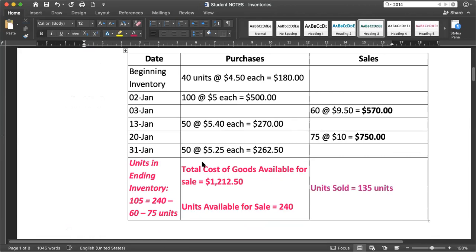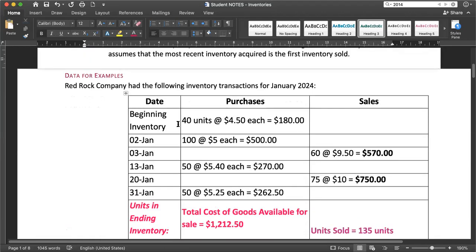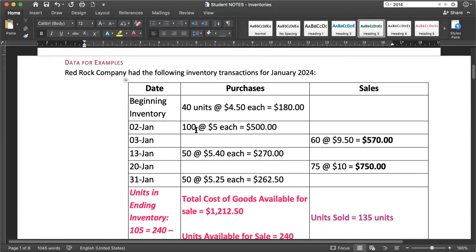And here is our example. So Red Rock Company, for a particular item in inventory, at the beginning of the year, there were 40 units on hand, and those units cost $4.50 each for a total of $180. All right, now during the period, they made several purchases. On the 2nd of January, they purchased 100 units at $5 each. On the 13th of January, they purchased an additional 50 units for $5.40 each, or $270 total.